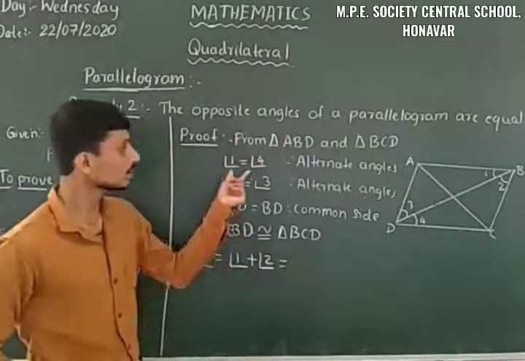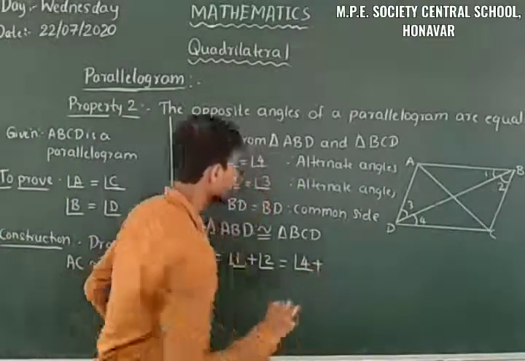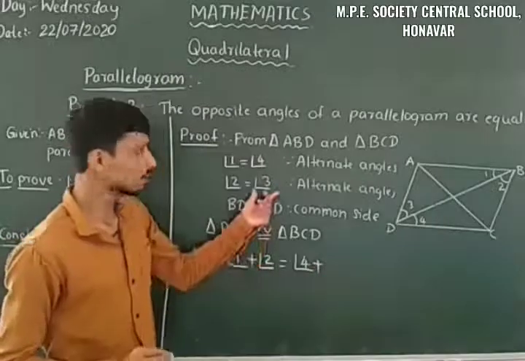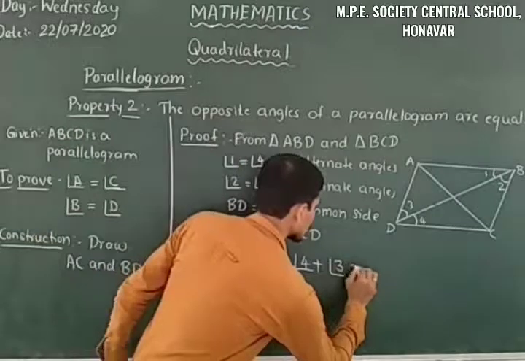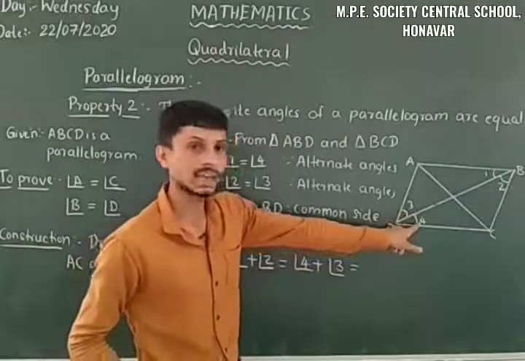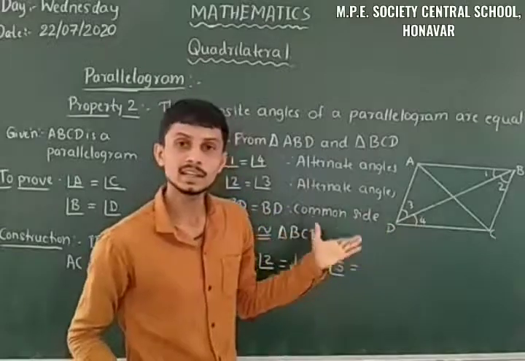So angle 1 is also equal to angle 4. Yes, angle 4 plus angle 2 is equal to angle 3. Do you agree with that? Yes, it is angle 3. So what do we get? Angle 3 plus angle 4 is equal to angle D here.